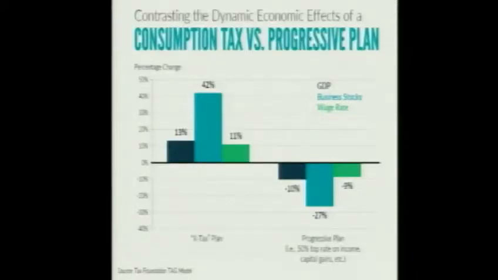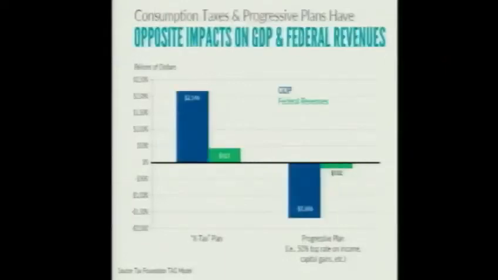The flip side is then the case with the progressive plan. It lowers GDP by 10%, lowers the capital stock by 27%, and ultimately lowers wages by 9%. The effect on federal tax revenues is equally opposite here. As you can see, the X-tax plan boosts federal revenues by $2 trillion.